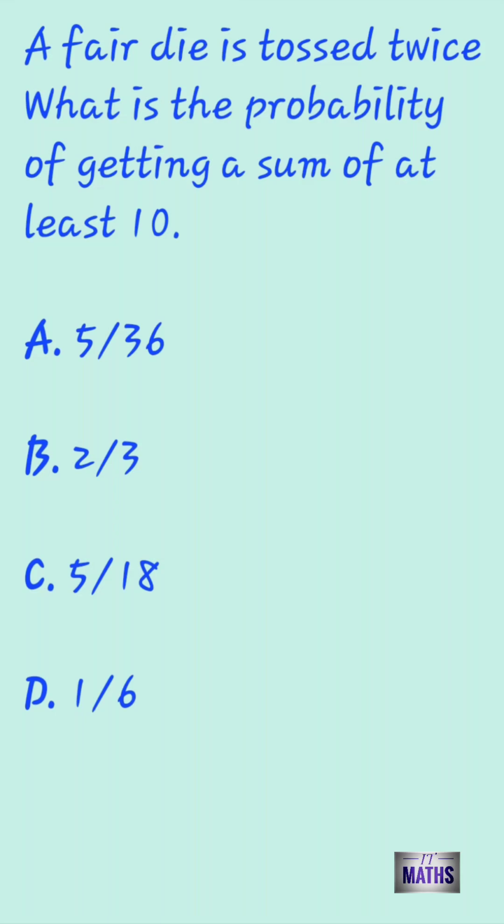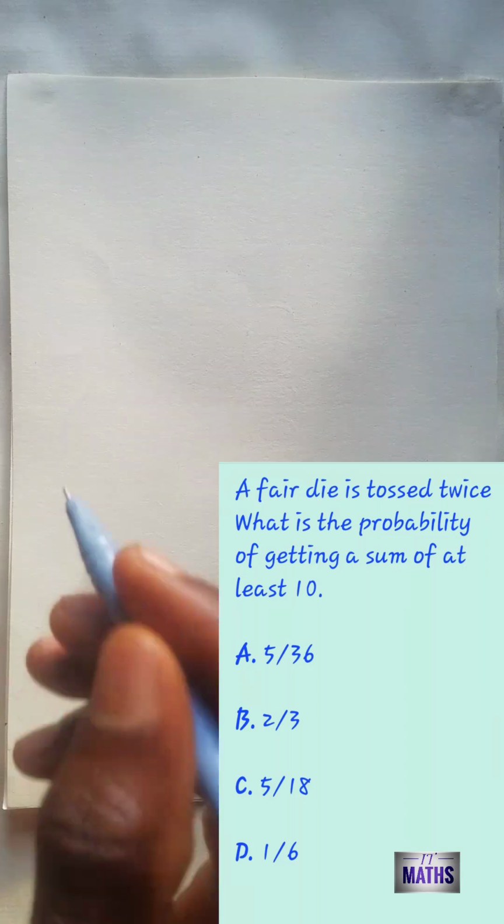If a die is tossed twice, what is the probability of getting a sum of at least 10? Now we are dealing with probability.